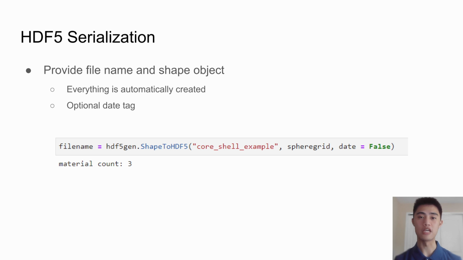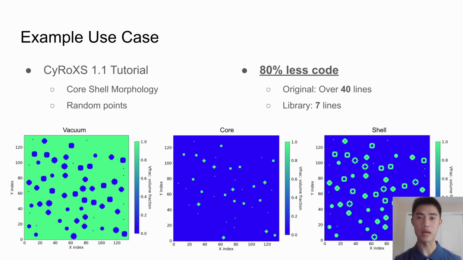The simulation takes files in the HDF5 file format. To serialize data, an HDF5 generator object provides a one-line method to convert a shape object into an H5 file. All we provide is the file name and shape object, and the library will automatically write the appropriate groups and datasets to the file. As a use case example of the library's capabilities, I utilized the library to recreate the already existing tutorial for RSoXS.